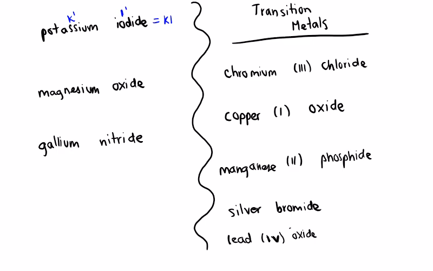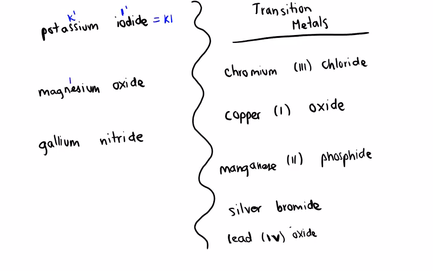Okay, magnesium oxide. So if I find magnesium, the symbol is Mg. Its oxidation number is 2. Oxide is going to be oxygen. Its oxidation number is a -2. So 2 and 2, hopefully you recognize that that will reduce, MgO.